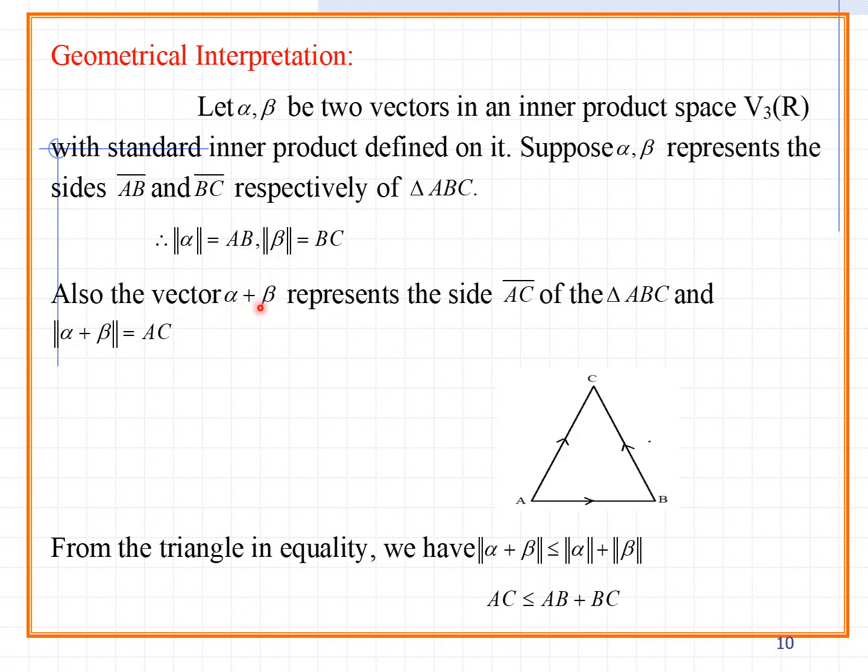Also the vector alpha plus beta represents the side AC of the triangle ABC, and norm alpha plus beta equals AC. From the triangle inequality we have norm alpha plus beta less than or equal to norm alpha plus norm beta. It means AC is less than or equal to AB plus BC. It is like the triangle inequality, which is the geometric interpretation.